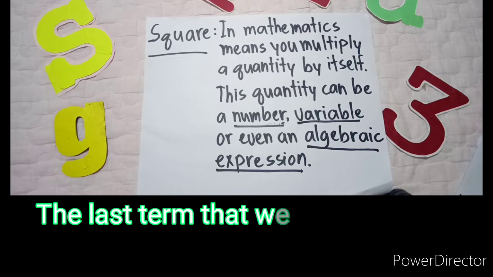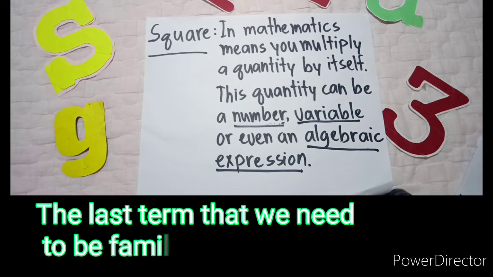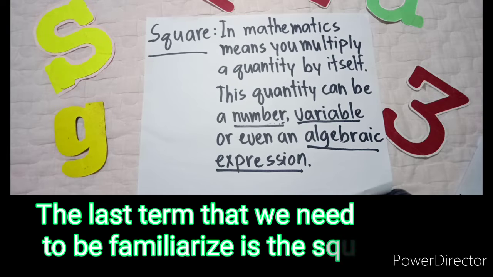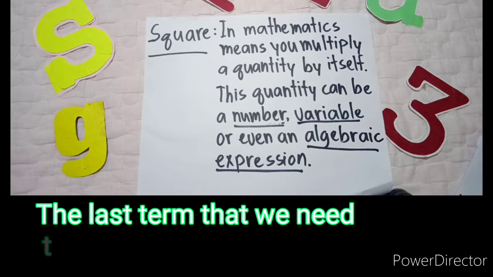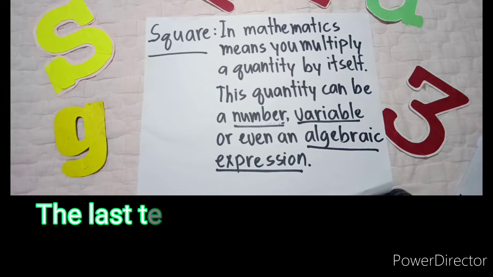The last term that we need to be familiarized with is the square. Square. In mathematics, it means you multiply a quantity by itself. This quantity can be a number, variable, or even an algebraic expression.